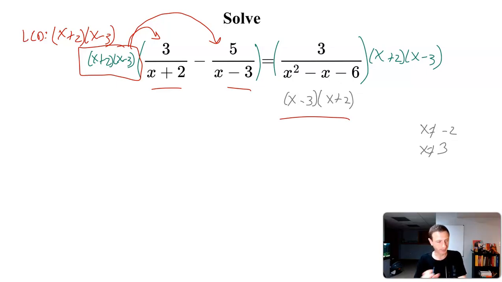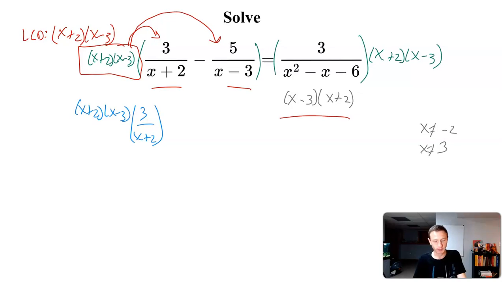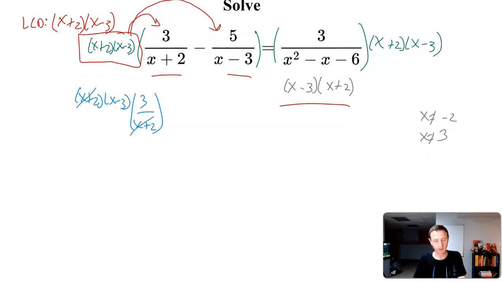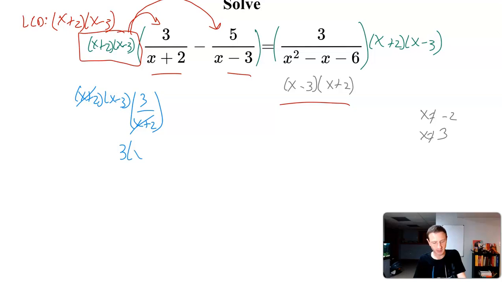So let's do the left side first. Let's not get too ahead of ourselves here. So I'm doing 3 over x plus 2 times x plus 2 times x minus 3. So I'll write this out for the video purpose here. What's going to happen on this first multiple is the x plus 2's are going to cancel. So you're left with 3 times x minus 3.